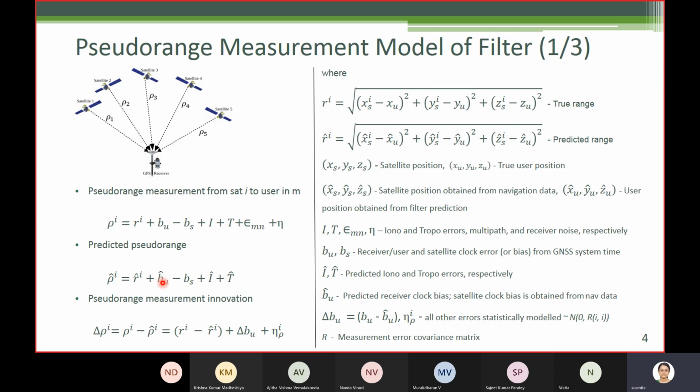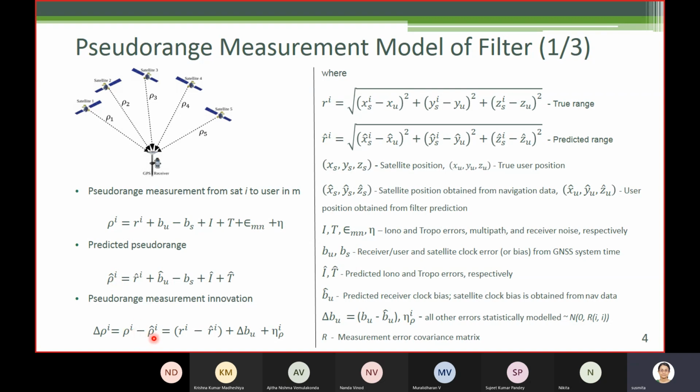And with the knowledge that the receiver has, it can predict the receiver clock error. Satellite clock error can be obtained from the navigation data. That's why there is no hat term for satellite clock error, it will be removed. I hat: we assume a single frequency user, and I hat is obtained using some mathematical model, a user model for the ionospheric error. T hat is obtained from a mathematical model. So all these will give the predicted pseudo-range.